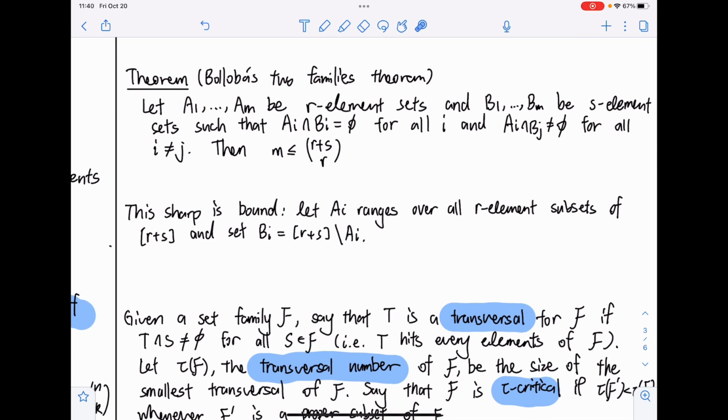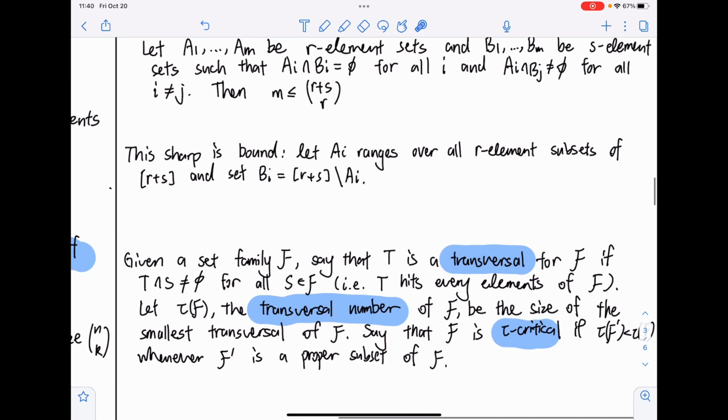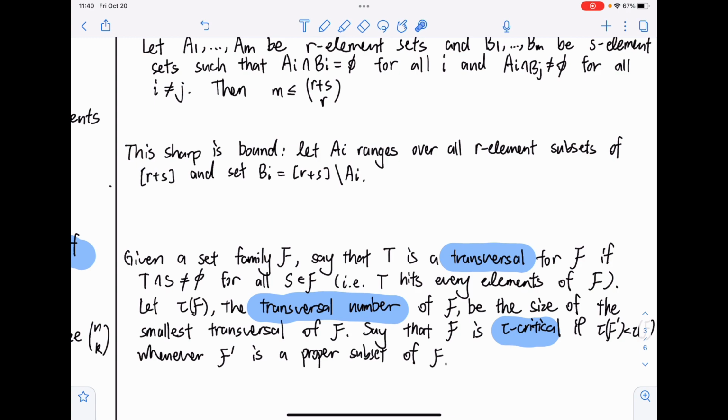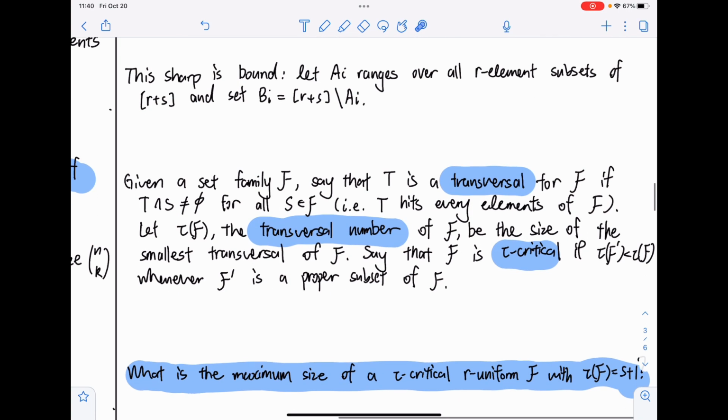And actually this bound is sharp. Equality can hold when the A_i range over all R-element subsets of {1, ..., R+S}, and the set B_i is the complement of A_i in {1, ..., R+S}. You can check it later by yourself, and we're going to go ahead.